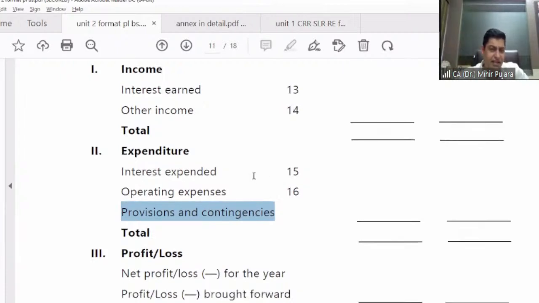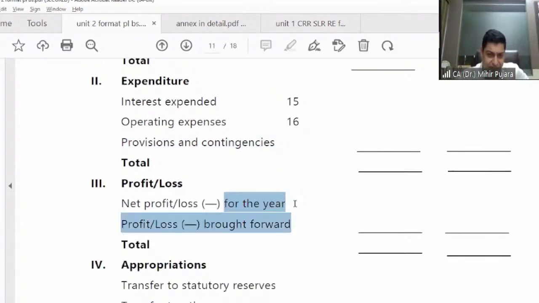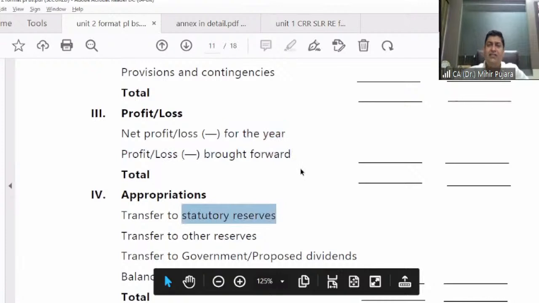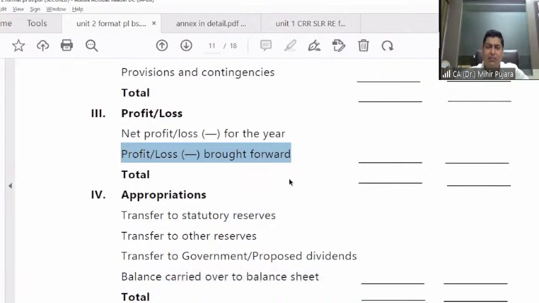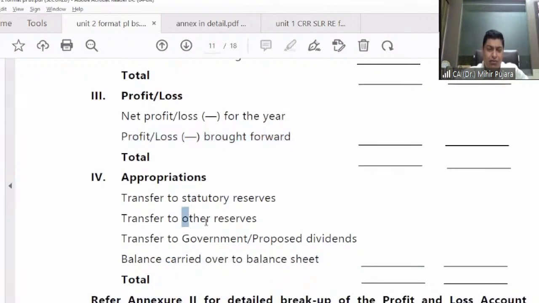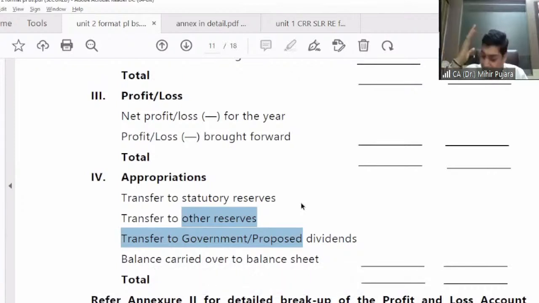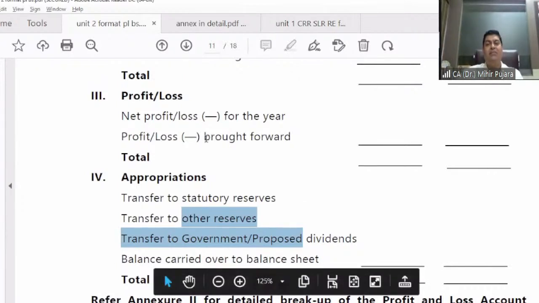And after this, we will find out profit of current year. On profit of current year, we will provide statutory reserves, and whatever total profit we have, we will do the appropriation if any, including dividends, and then remaining profit is transferred to balance sheet. So guys, this is the format of profit and loss.